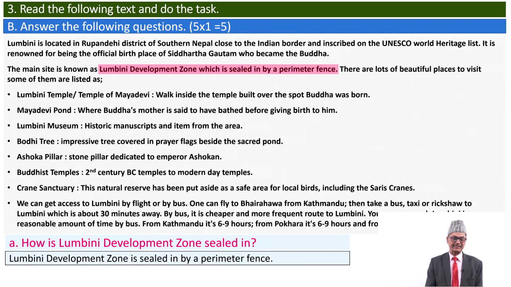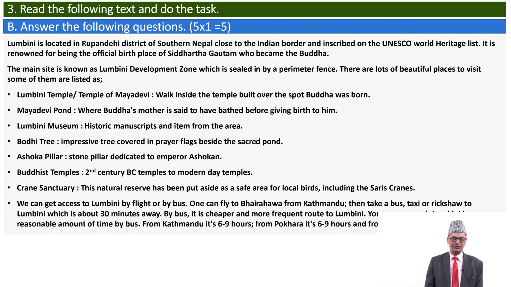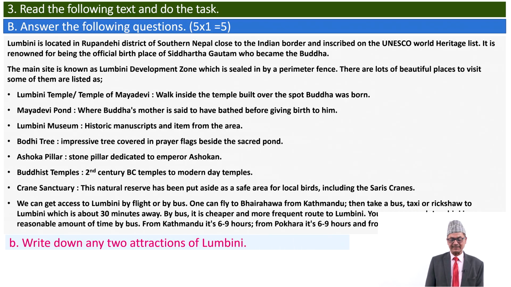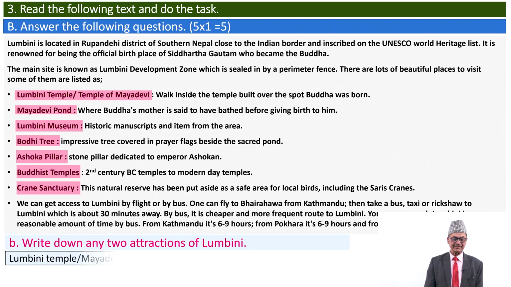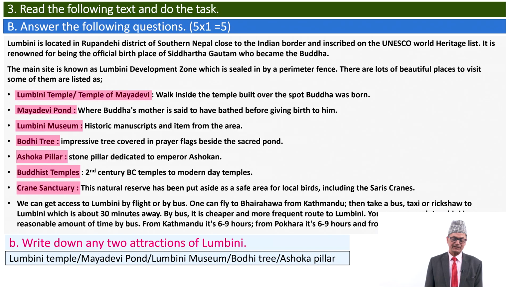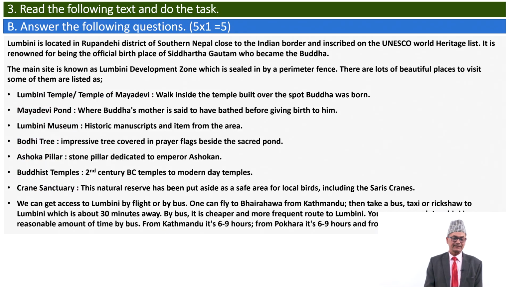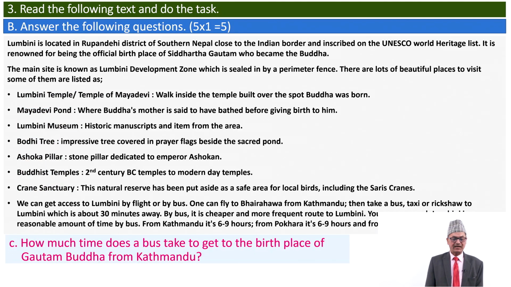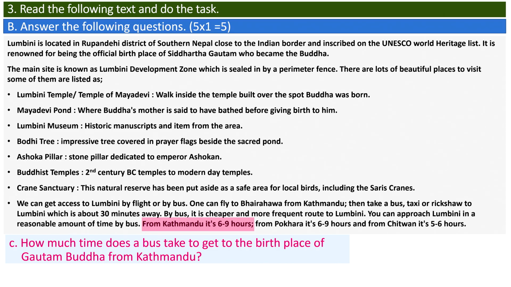Look. Then next question is this. Where is the answer? Look at the highlighted portion. The answer is any two of them. You can write any two. Third one. How much time does a bus take to get to the birthplace of Gautam Buddha from Kathmandu? So the information is given there. So you can easily find the answers. What? 6 to 9 hours.